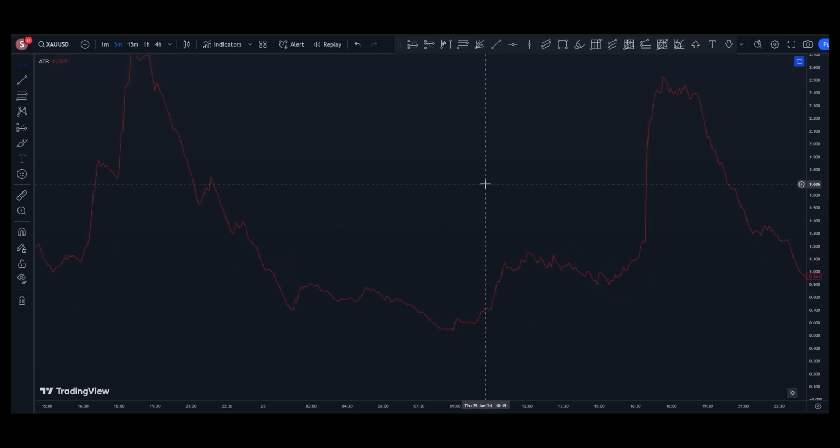The ATR indicator can also help you identify breakouts and trend changes in the market by comparing the current ATR value with the historical ATR values. A high ATR value indicates a strong price movement, which could signal a breakout or a trend continuation. A low ATR value indicates a weak price movement, which could signal a consolidation or a trend reversal. Let's see how it goes on the chart.